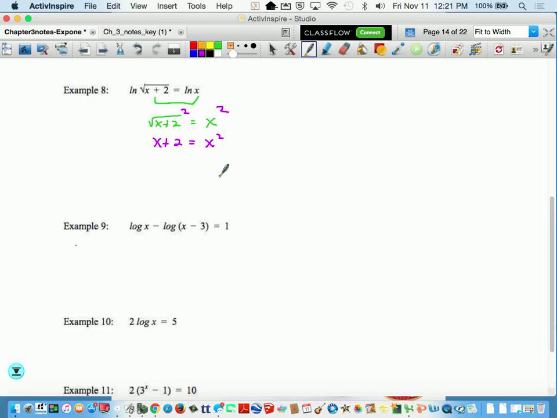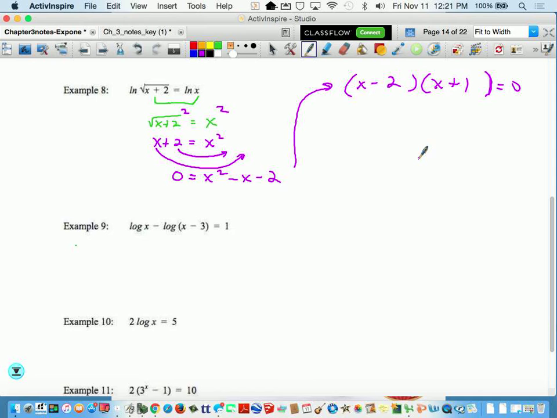Now we're not doing chapter 2 here, but you're running into a quadratic, so that goes all the way back to chapter 2. So I would bring everything over to here because I like my x squared to be positive, so I'm going to bring everything to this side. You have x squared minus x minus 2. How does that factor? x minus 2, x plus 1 would be the two factors. So when you set each of those factors equal to 0, you get answers that are like 2 and negative 1.